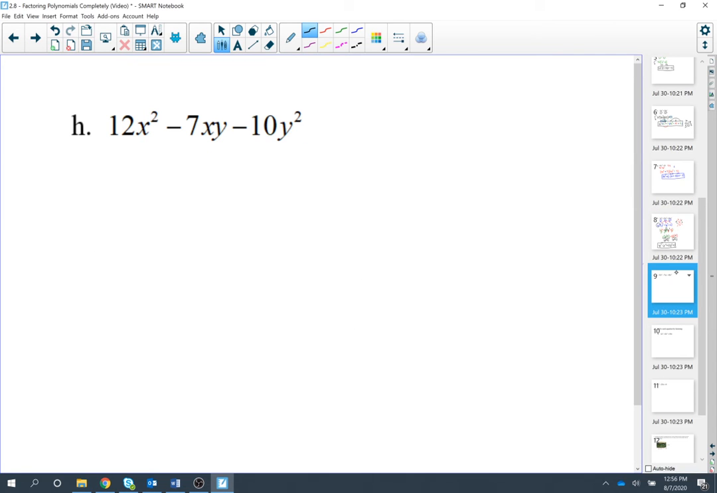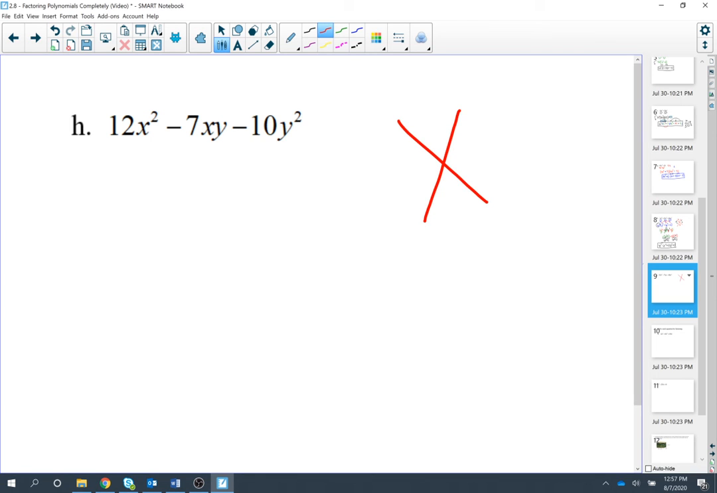Last example for this video, 12x squared minus 7xy minus 10y squared. Whew, now I've got a lot of variables in there. I've got some x's, I've got some y's. Let's figure this out. So, leading term is positive. Greatest common factor, this has an x, no x. A y, no y. There's no greatest common factor. So this is a trinomial. Again, we know how to factor trinomials. We're just going to follow the steps and see what happens.